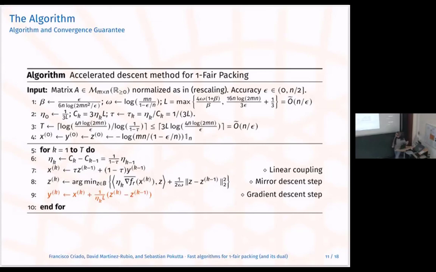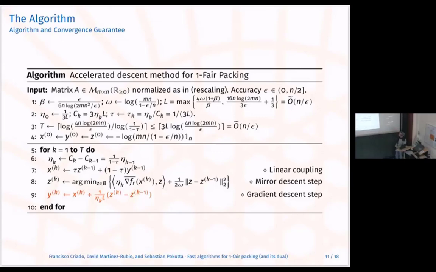Just to be clear, why is step number 9 a gradient descent step? It's a gradient descent step, but your gradient direction is the difference between these two points in dual space. If this were unconstrained, and you take the difference between these two points, it would be exactly the negative of the gradient, if you would not have a feasible region.